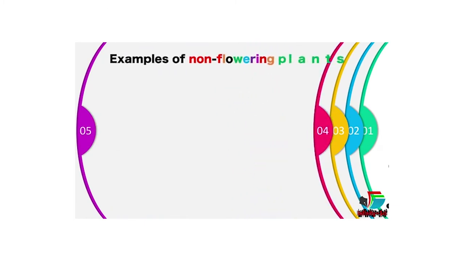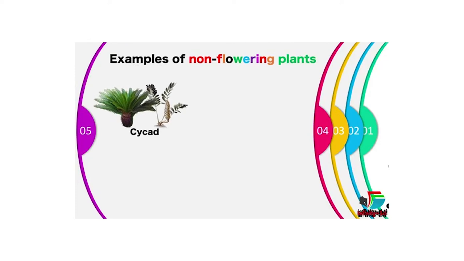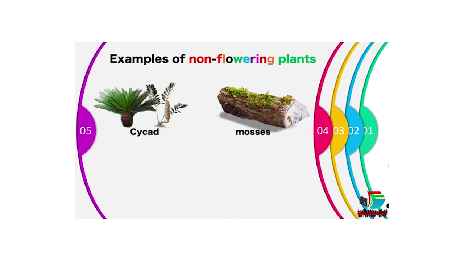So let's see some examples of these. Examples of non-flowering plants: we have the cycads, and some people call them cycadelles. Most of these are so common in flower gardens, but they actually bear no flowers. And then we have the mosses. Those are the spongy greenish plants that grow on dead trees or dead logs. Sometimes you find them on rocks in places which have a lot of water. So those are the mosses.